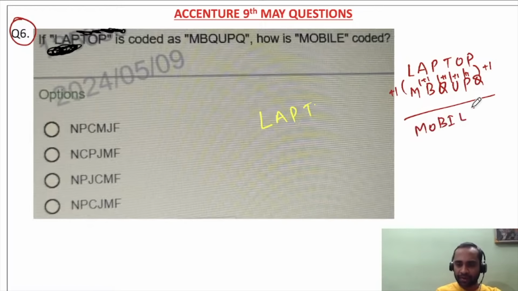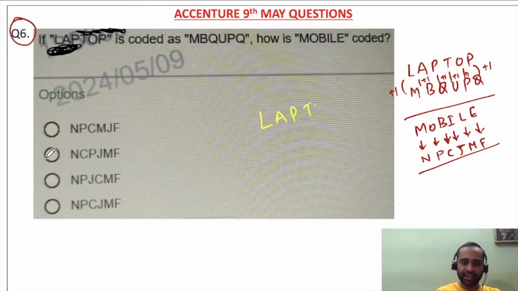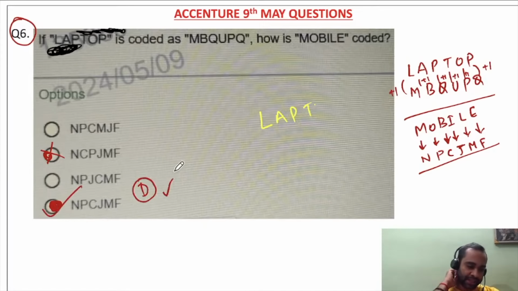So again plus 1, plus 1. So M plus 1 will be N, O plus 1 will be P, B plus 1 will be C, I plus 1 will be J, L plus 1 will be M, and E plus 1 will be F. NPCJMF. So don't mark in a hurry, right? Please check the options properly and then mark. So here option D is the correct answer for question number 6.